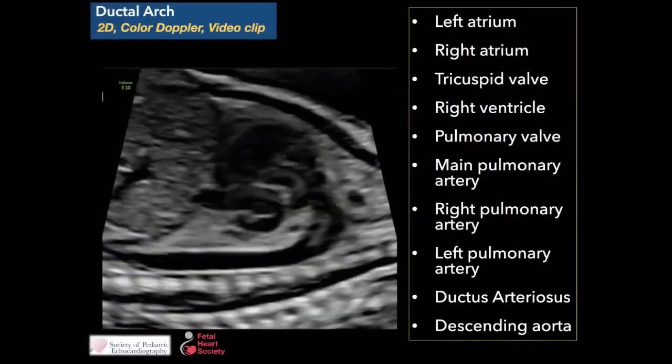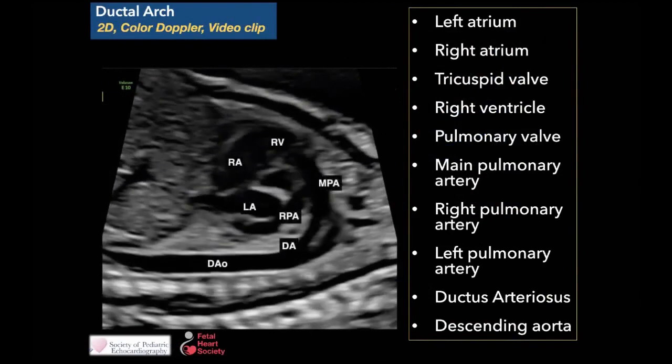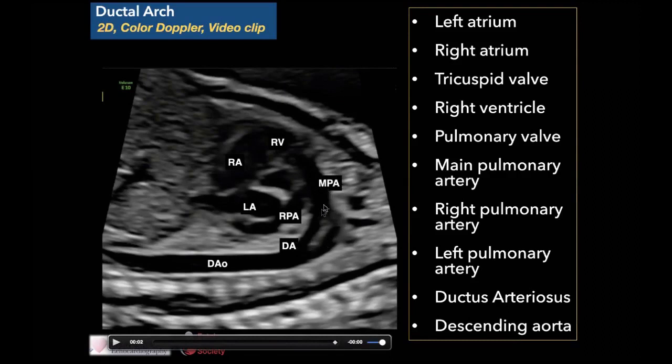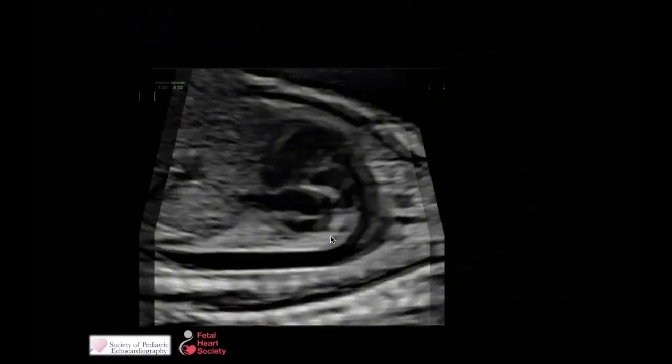With the ductal arch, here you're able to see the left atrium, right atrium, the tricuspid valve, right ventricle, pulmonary valve, main pulmonary artery, right pulmonary artery, left pulmonary artery, ductus arteriosus, and the descending aorta. I like this view because you can see the ductus arteriosus, and as well a little bit of the aortic arch slightly coming in. It's again very important to differentiate these two, and to recognize how close they are. In scanning the fetus, you can sometimes easily confuse the two, mistaking this for an aortic arch rather than a ductal arch, especially in cases where there's a hypoplastic transverse arch. So differentiating the two is key.